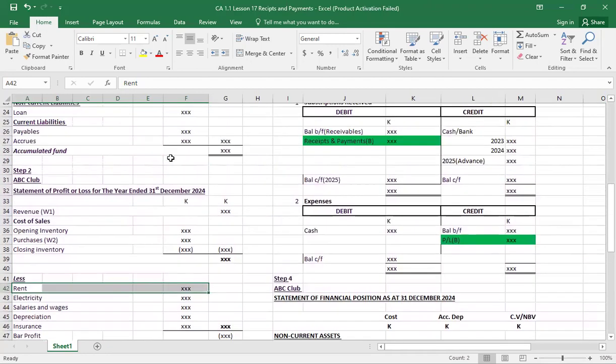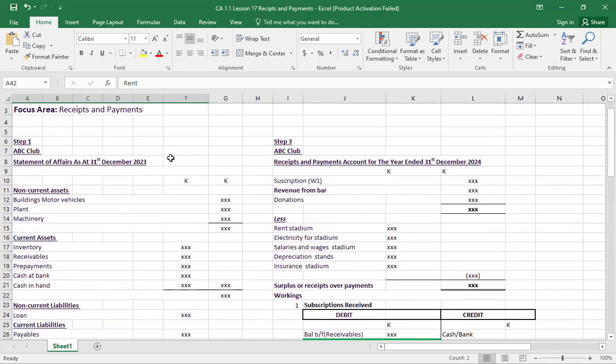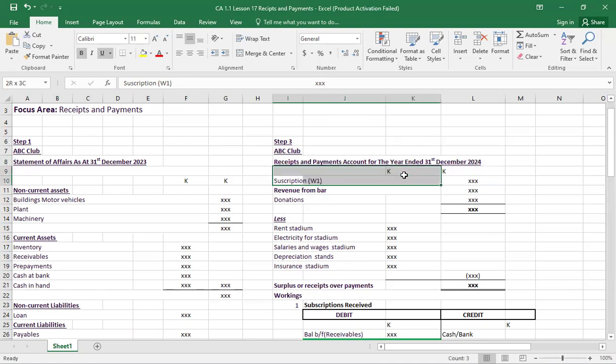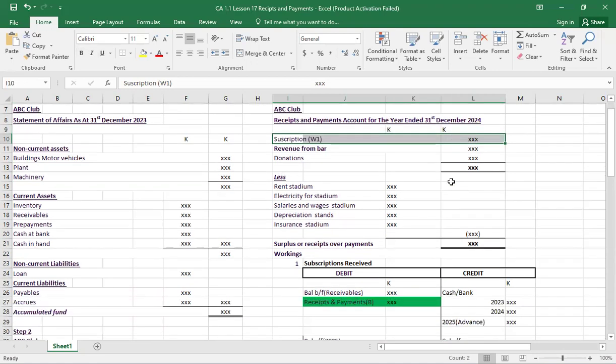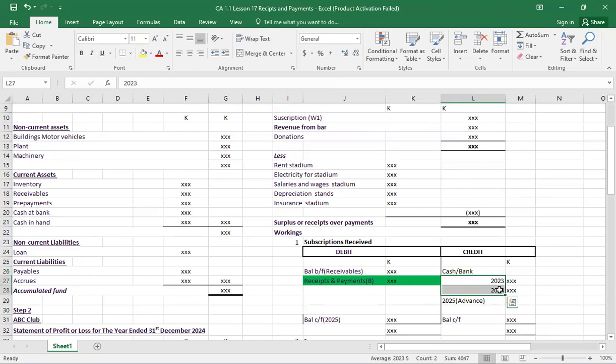Yeah. So after you've got the bar trading account, you find the profit or the loss. And then now you need to prepare these receipts and payments. So you're going to have things like subscriptions. These subscriptions have got workings. So you've got subscriptions, opening, and then you've got the closing balance for the subscription, and then you've got the cash or bank that was received, the subscriptions that were received.